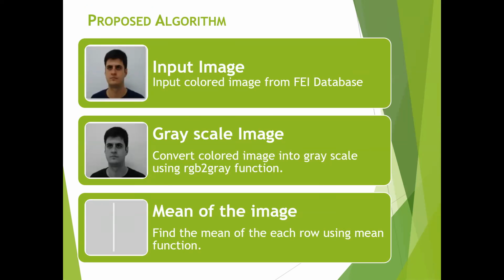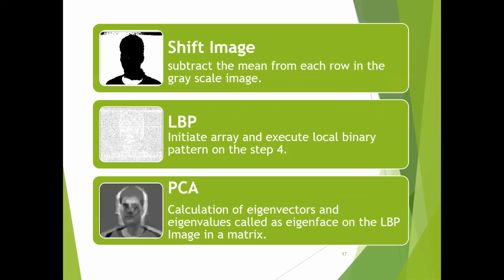So this is the input image, the color image. The second step is to convert that image into a grayscale image. So we have converted the color image into grayscale. Then find the mean of each row. Each row has some grayscale values, so find the mean of each row.